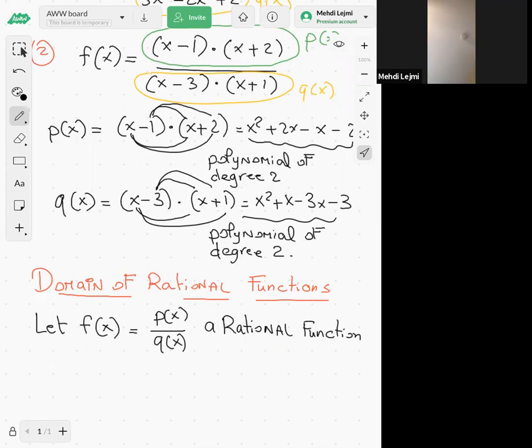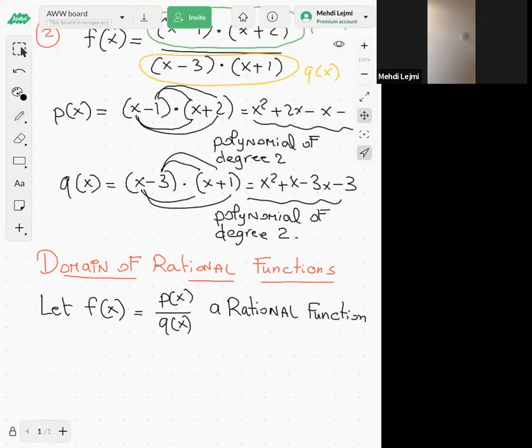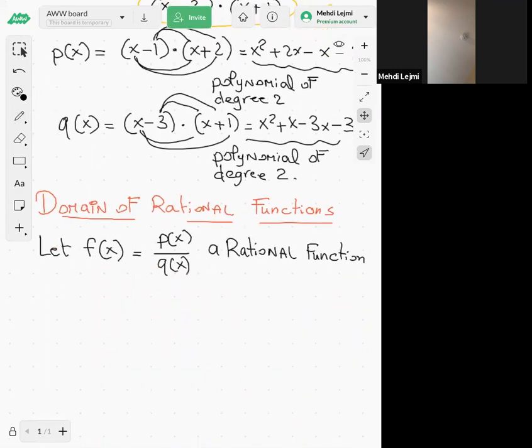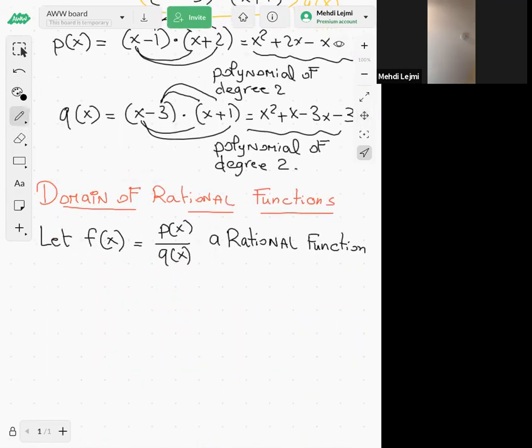then the domain of f of x is, because it's a division, a fraction, a quotient, you have to make sure that the denominator is not 0. So you have to exclude the values of x where the denominator is 0. So the domain of f of x is where q of x is not 0, right?